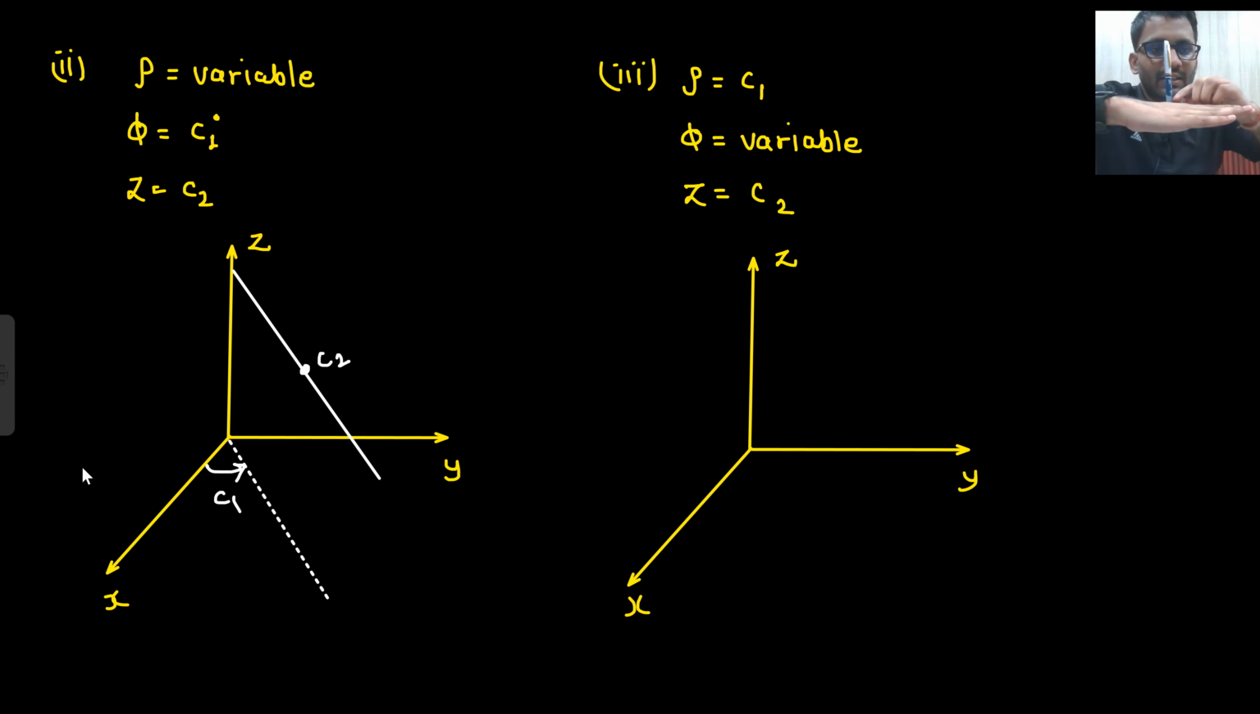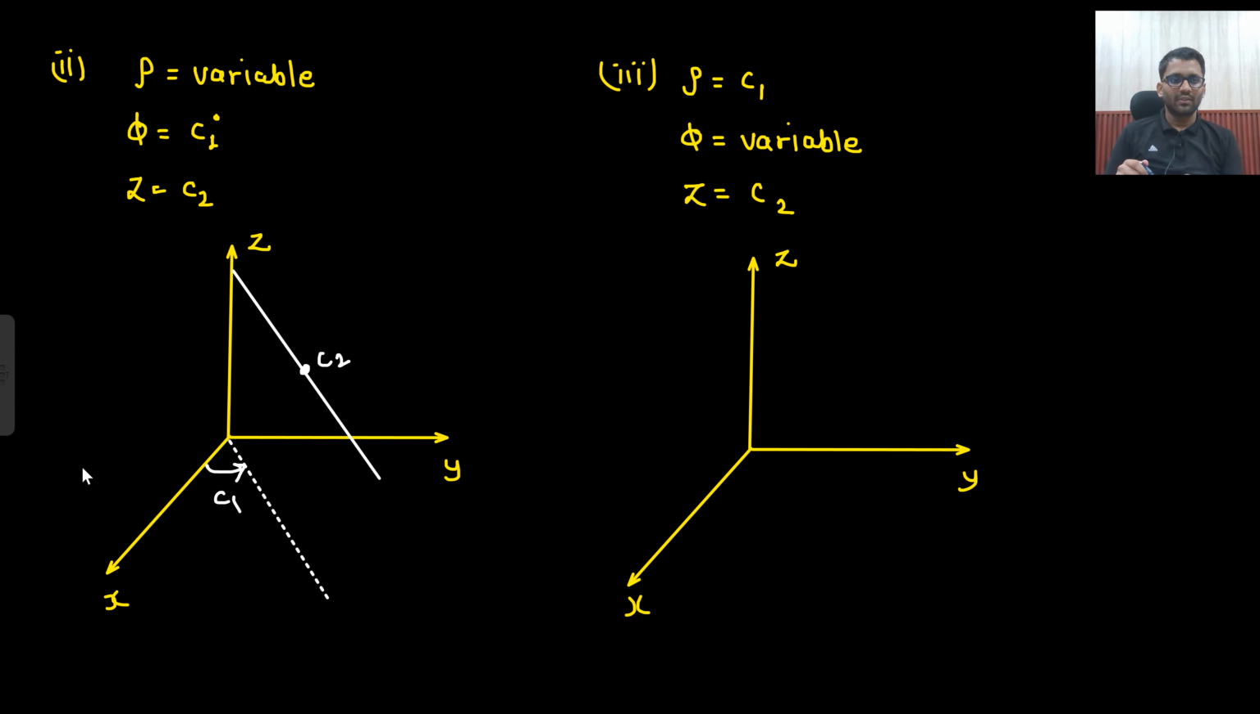What was fixed? The angle made with x was fixed. Z coordinate was also fixed. But the rho value was not fixed. Rho can increase: 0, 1, 2, 3, 4. This height was fixed. The angle was also fixed, that from the x axis how much angle there will be. Let's just consider this is your x axis. So from the x axis this much angle should be there. So rho will be increasing from here: 0, 1, 2, 3, 4 like this. So it will be a line.